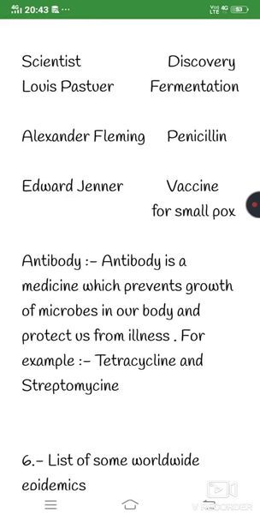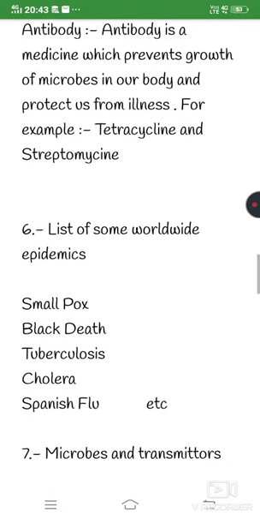Here's a definition of antibiotic. Antibiotic is a medicine which prevents growth of microbes in our body and protects us from illness. For example, tetracycline and streptomycin. Okay, so friends, here is a list of some worldwide epidemics.